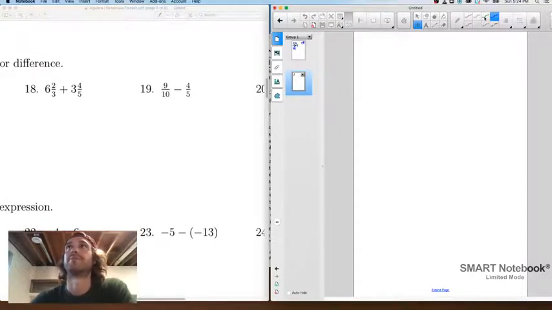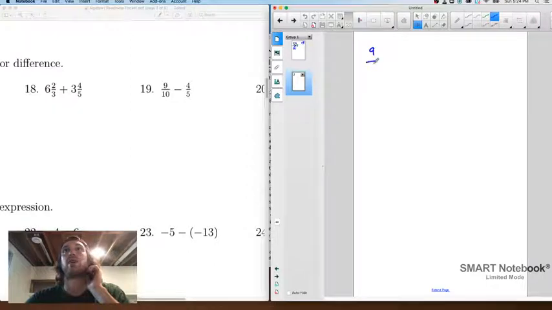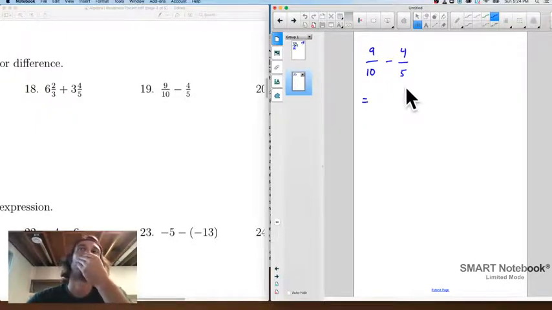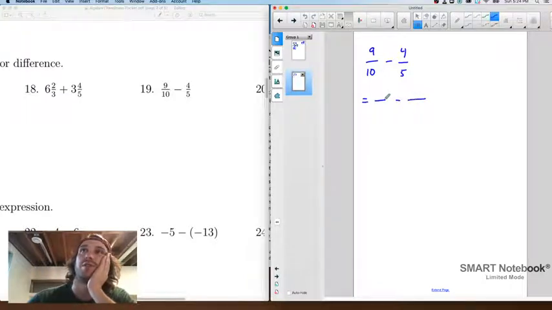Okay, let's do this thing. Number 19 is 9 over 10 minus 4 over 5. Okay, LCM. Sometimes you can reduce fractions. We can't really reduce these, so they're both in simplest form. Let's go ahead and find the LCM of 10 and 5. If you write out the multiples of 10, 10, 20, and then 5, 5, 10. Hey, look, there's our LCM. Perfect. So 10 here, 10 here.